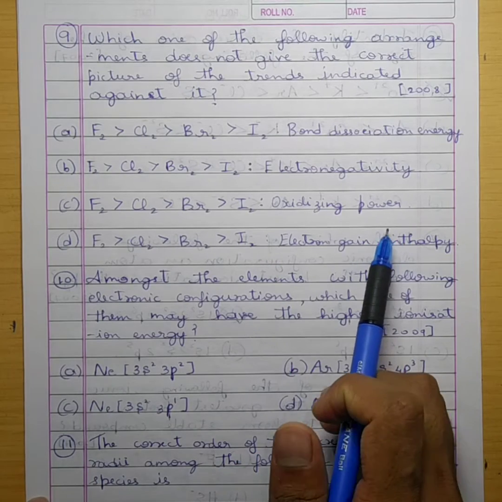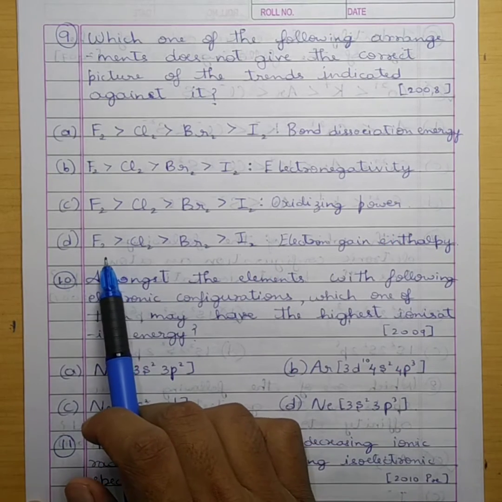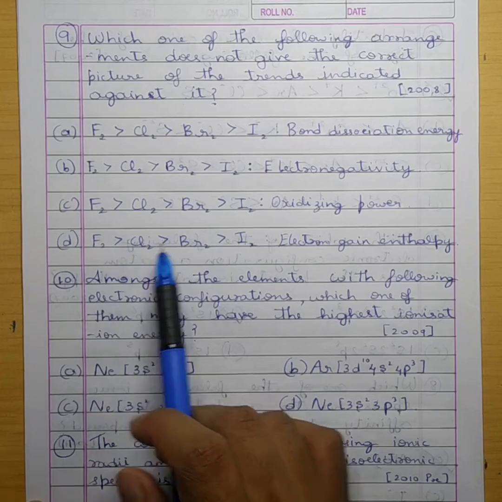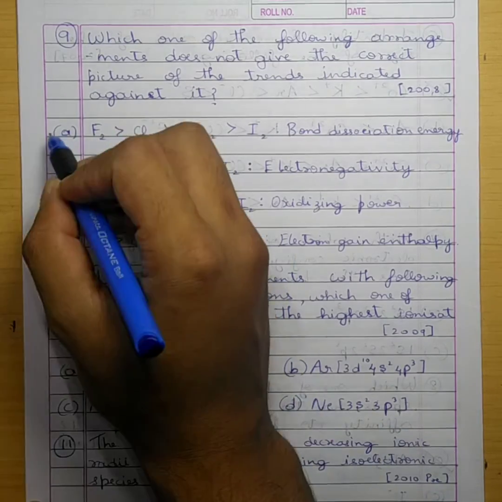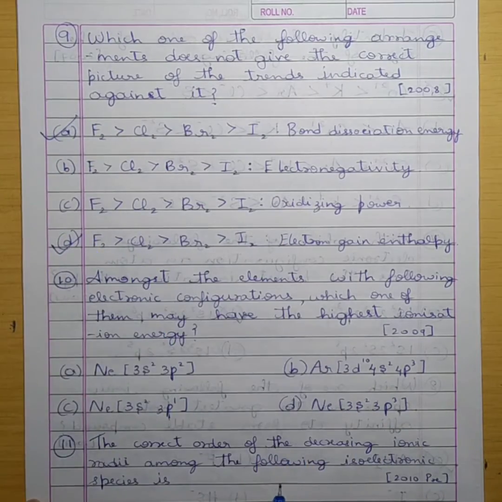Electron gain enthalpy, it is wrong because again chlorine comes first here. Chlorine is greater than fluorine, is greater than bromine, is greater than iodine. So options A and D both do not follow the trends given.